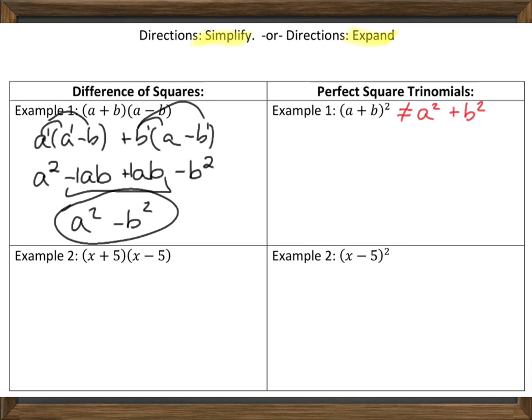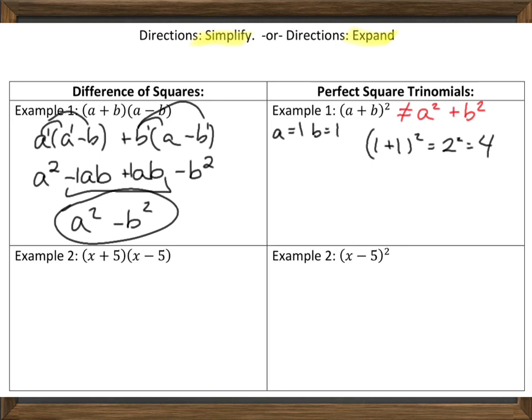One technique for helping yourself remember, if you think it might be true, is to actually stick numbers in there. So let's let a and b both be 1, and then let's see if this is true. If a and b are both 1, then I'd have (1 + 1) squared. Well, that's 2 squared, or 4.